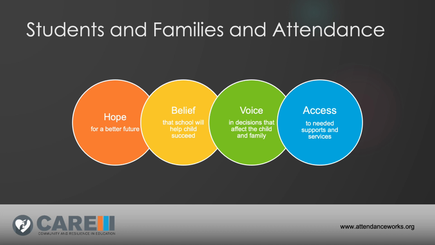So one of the things, or several things, that we need to consider when we think about students and families and student attendance, these are 4 considerations that we need to have with families. What the literature shows us is that these 4 areas, if you will, when families and students have these, they're more likely to attend school.